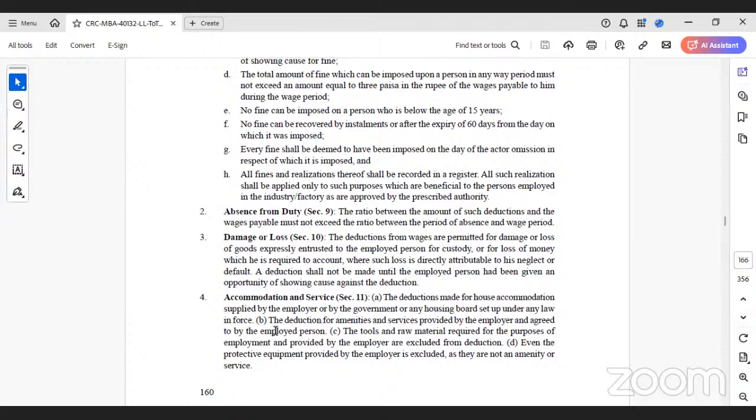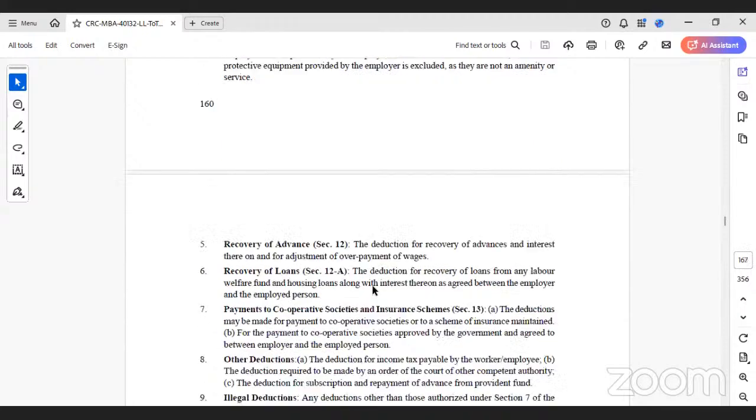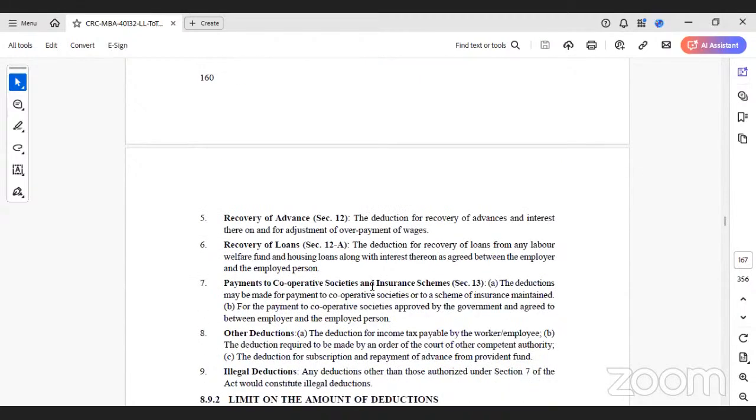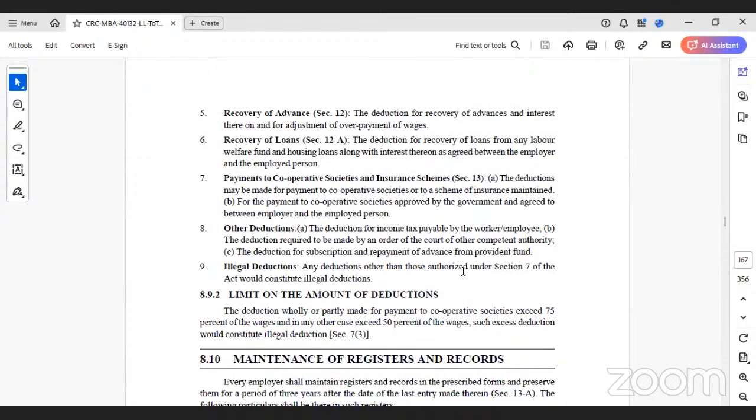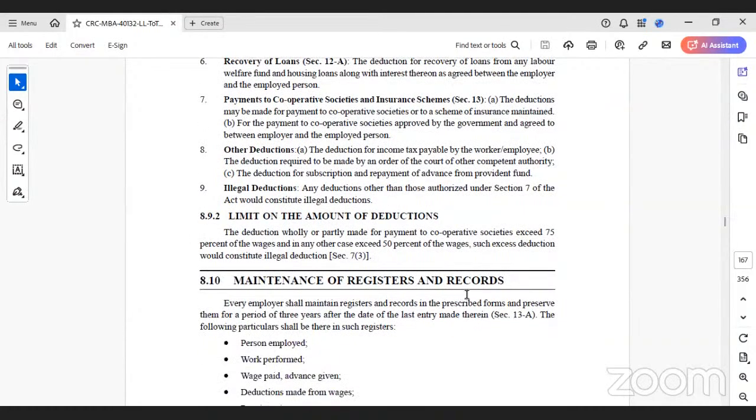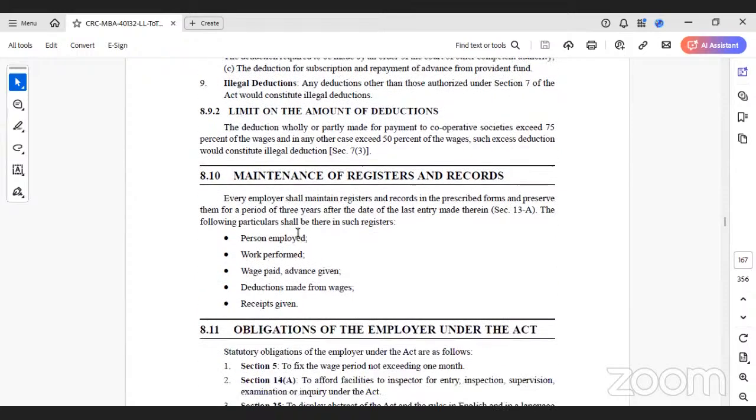Damage or loss, accommodation and service, recovery of advance, any recovery of loans, any payment to cooperative societies and the insurance schemes are other deductions. Illegal deductions: any deductions other than those authorized under Section 7 of the Act will be constituted as illegal deductions. Now, the limit of the amount of deductions cannot exceed 75% of the wages, and in other cases 50% of the wages.